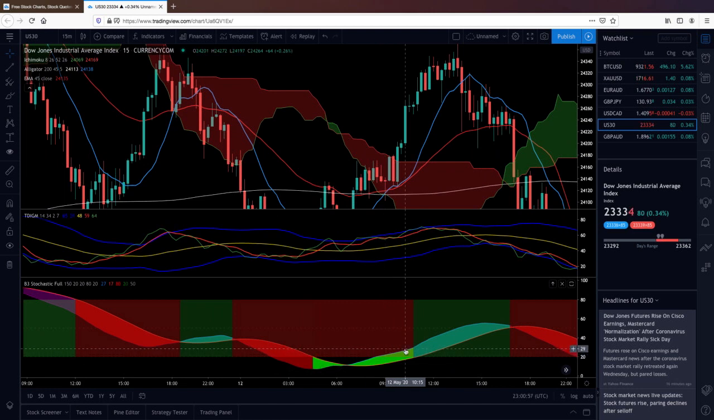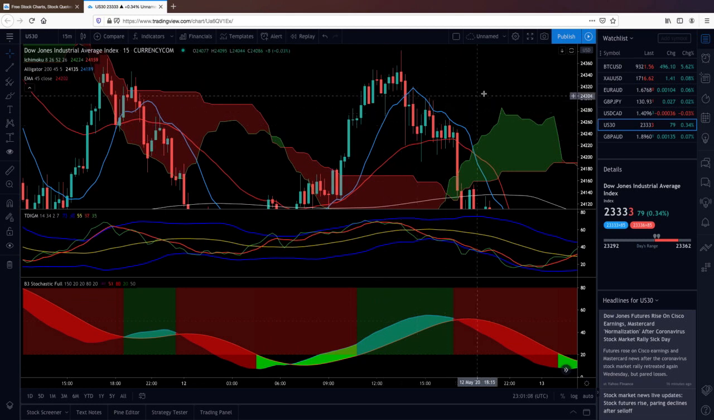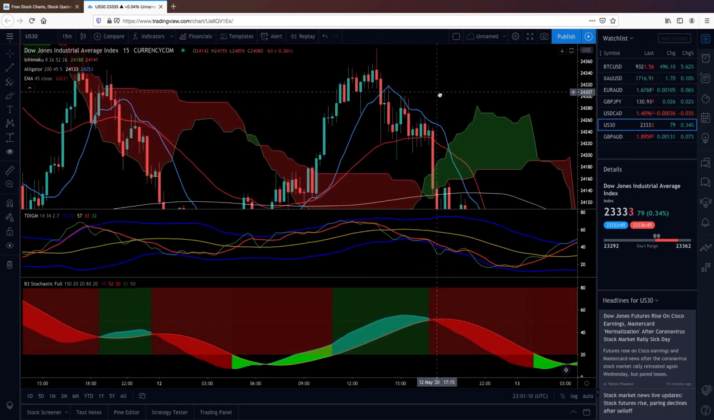The blue must be above the red. Cloud must be green. And if the green has crossed above the red, above the yellow, that's momentum behind you. You can take this. You can take the long if you want. It's all up to you.